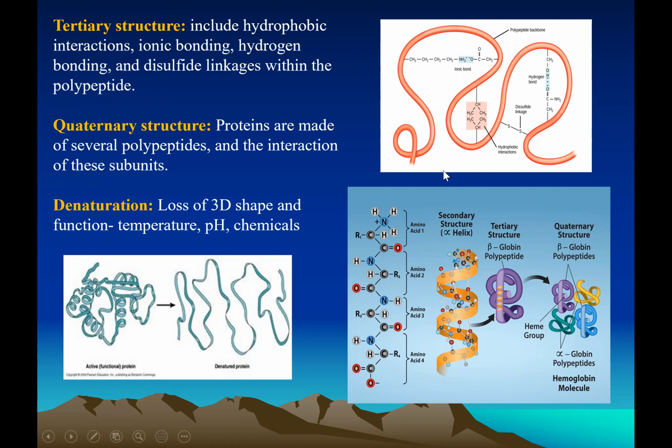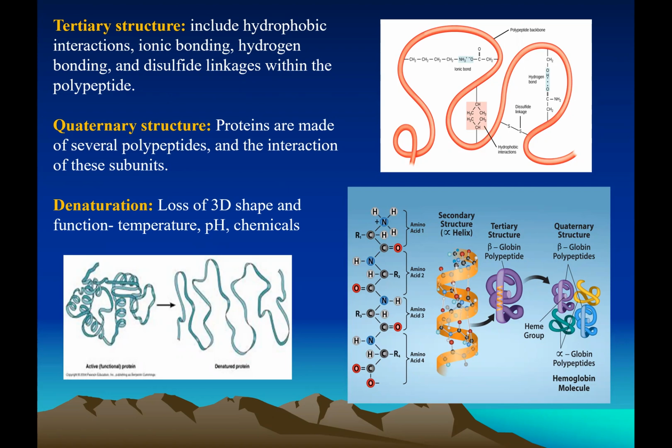The long polypeptide chain can fold back on itself depending on all these interactions. And when we say quaternary structure, the fourth level of folding, we are talking about many polypeptides coming together to form one protein. For example, hemoglobin: 4 polypeptides have to come together to make the protein. The interaction between these subunits is the quaternary structure. So for proteins, we have the primary structure, secondary structure, tertiary, and quaternary structure.